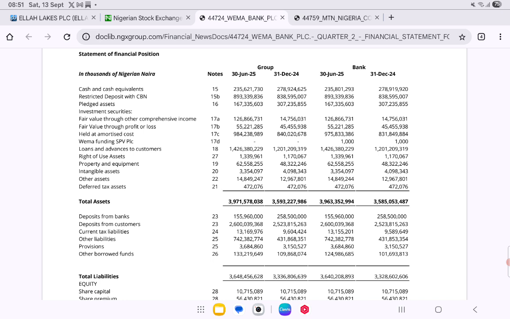You can see that investment securities, and we have a split. Investment securities held at fair value through other comprehensive income, fair value through profit and loss, and then held at amortized cost. So they each mean different things. Held at amortized cost simply means that these are investment securities that we're going to hold till maturity.